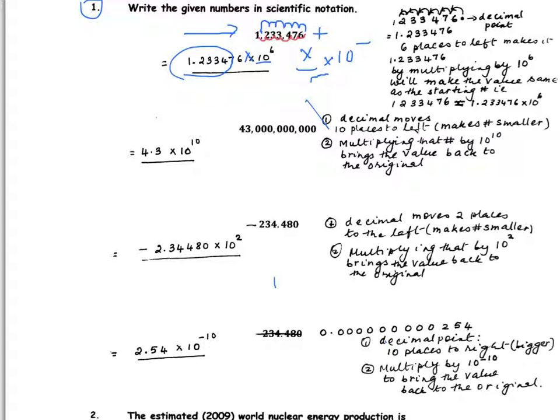So 1233476 can be written as 1.233476 times 10 to the 6th power. Now let's look at the next number.